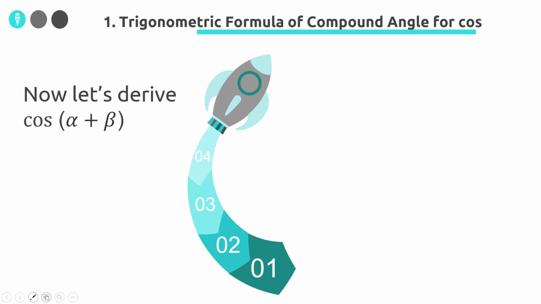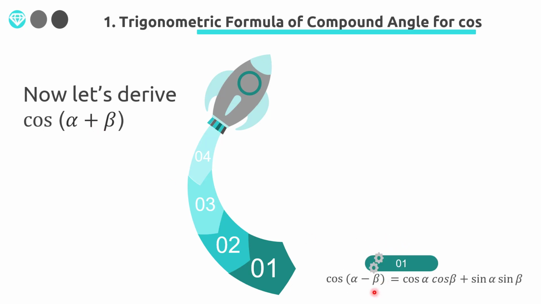The next one, we will derive the formula for cos(alpha plus beta). If in the previous derivation we derived cos(alpha minus beta), now it is for cos(alpha plus beta). And for example, later we can use it for cos 75.